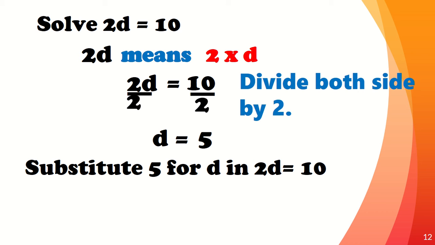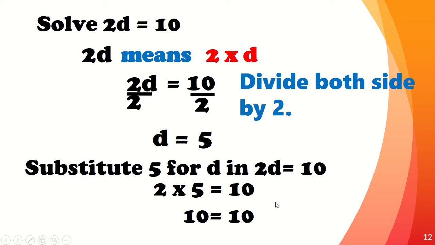So, to substitute or to check, let's substitute 5 for D in 2D equals 10. So, 2D will become 2 times 5 equals 10. So, 10 equals 10. So, it means your computation is correct.